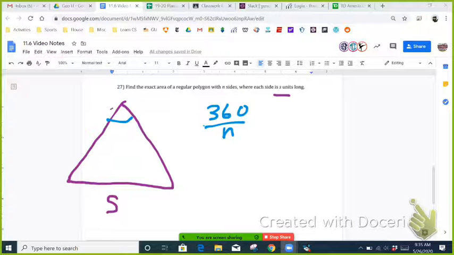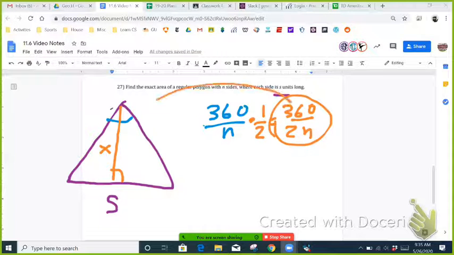Then we're going to split it. I'm going to split this triangle so that we could find the height. Call that x. And it creates two congruent right triangles. So if we cut this angle in half, it's now going to be 360 over 2n. So that's going to be that angle right here.